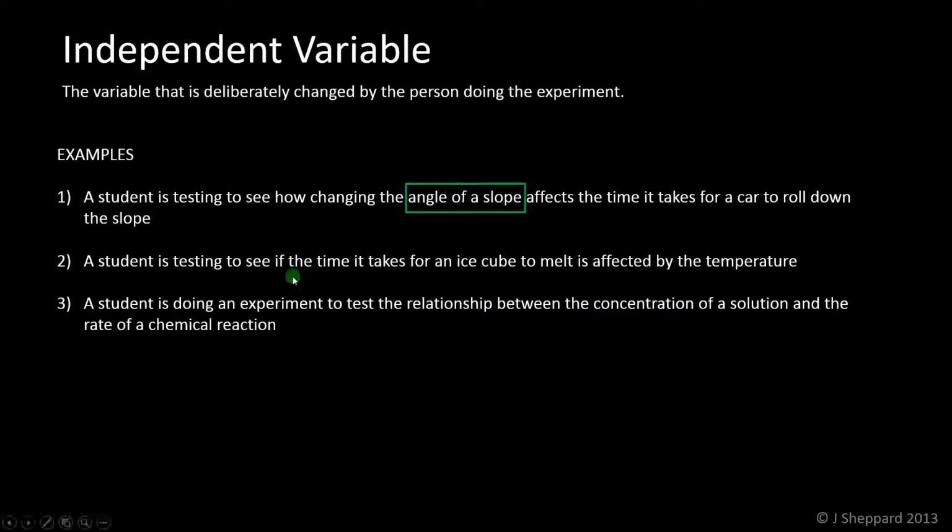A common mistake here is to not put the whole thing in, so people will sometimes write down angle instead of angle of slope. Right? It is important to put that second part in because the angle could refer to anything. Right? You have to be specific.